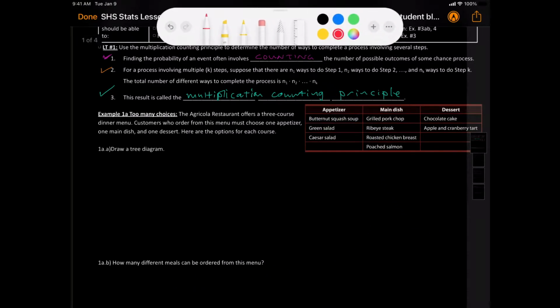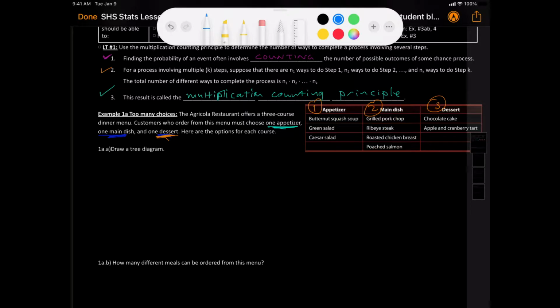All right. Example 1a. Too many choices. The Agricola restaurant offers a 3-course dinner menu. Customers who order from this menu can choose 1 appetizer, 1 main dish, and 1 dessert. I'm trying using different colors, but they change on me. Here are the options of each course. So there's the appetizer first, then the main dish, and then the dessert. Draw a tree diagram. Okay, so we have this 3-course meal.